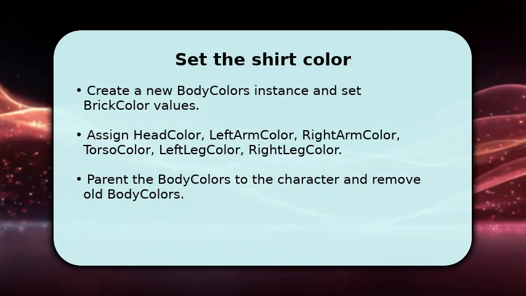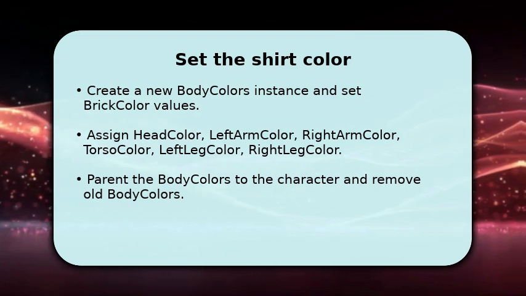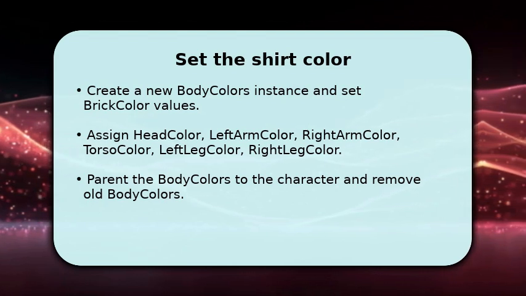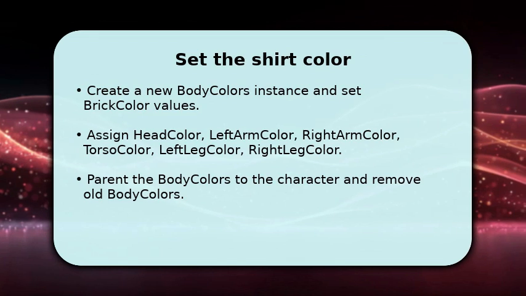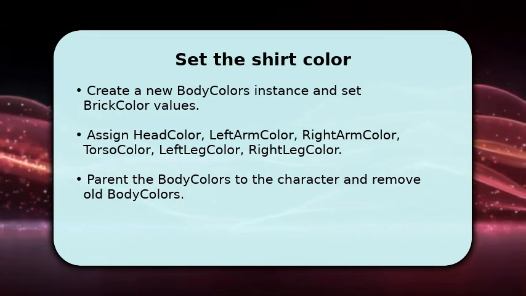Create Instance.new("BodyColors"). Inside the character added handler, assign each part using BrickColor.new("Bright red") or any brick color name. Set head color, left arm color, right arm color, torso color, left leg color, right leg color.